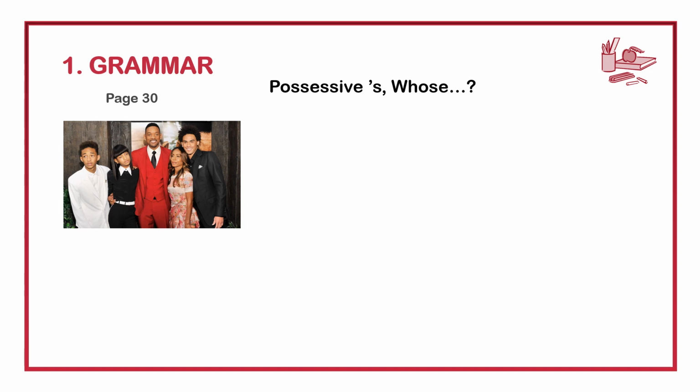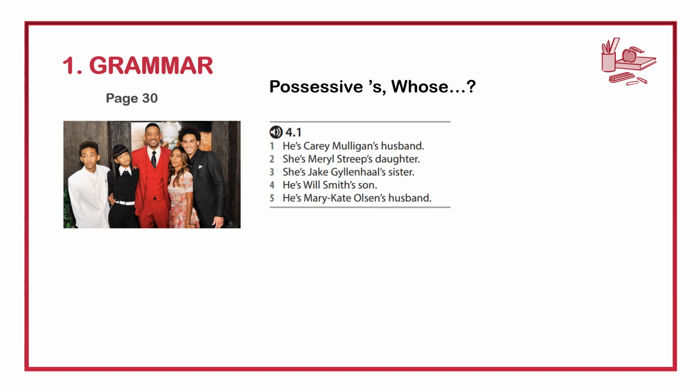For example, number 1, the man who is with Carey Mulligan. He's Carey Mulligan's husband or brother? What do you think? Please do this in 30 seconds. Let's check now. So number 1, he's Carey Mulligan's husband. Number 2, she's Meryl Streep's daughter. Number 3, she's Jake Gyllenhaal's sister. 4, he's Will Smith's son. And 5, he's Mary-Kate Olsen's husband.